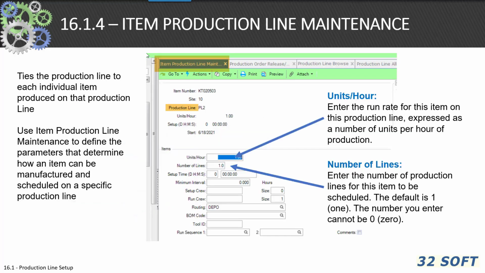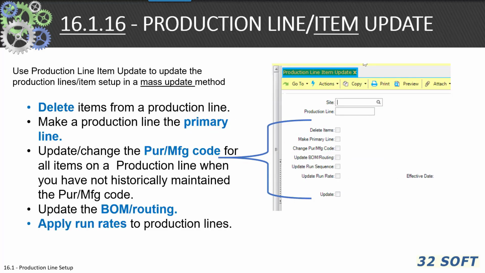So you define your production lines, and then you assign each individual item to a production line. This ties the production line to the individual item produced on that line. Again, units per hour, number of lines, all the setups, default routings, default BOM codes, tools, run sequences can be assigned to the item. You can use 16.1.16 production line item update to do mass updates for items, delete items, change make buy codes, BOM routing.